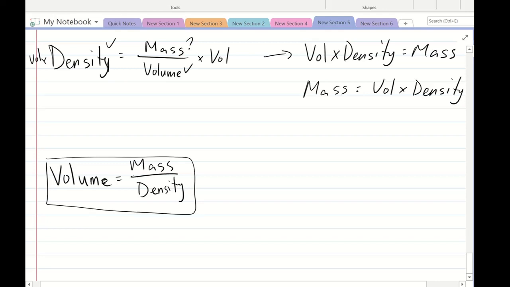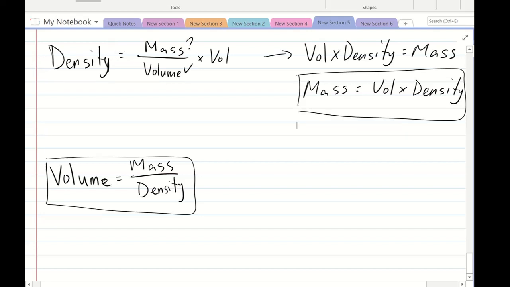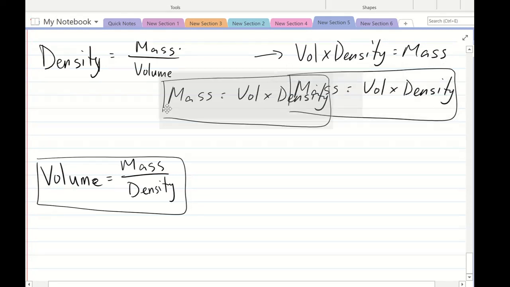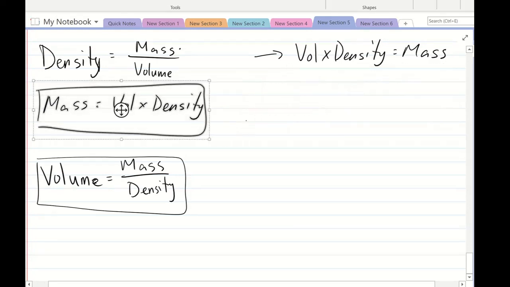Remember the formulas, right? Let me make a box around this. These are the three main formulas you're going to try to remember. Let me put them all in one place. Density is equal to mass over volume. Mass is equal to density times volume. Volume is equal to mass over density, right?